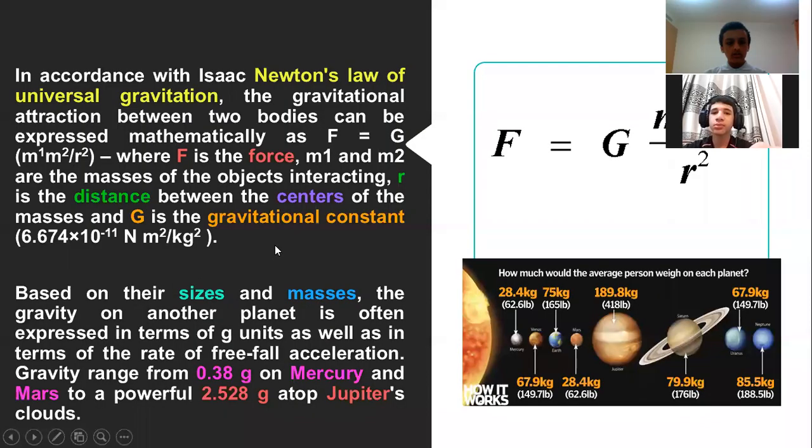In accordance with Newton's law of universal gravitation, the gravitational force of attraction between two bodies can be expressed mathematically as F, the force, equals G, the gravitational constant, multiplied by the two masses of the objects and divided by the square of the distance between them.